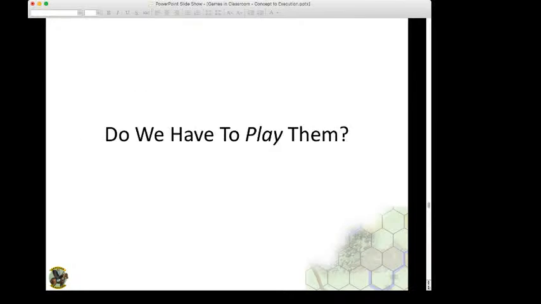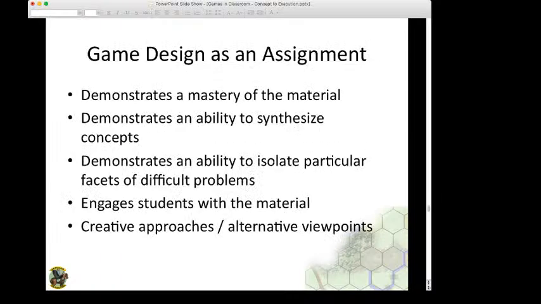And so this ties back into what Sebastian was talking about earlier. Do we have to play them? What about game design as an assignment? Being able to demonstrate a mastery of the material and the ability to synthesize concepts by, here, go design this game, right? So now I've got to figure out what's important to my game. What are the things I want my players to take away from the game, and isolate those and abstract out everything else that might get in the way.